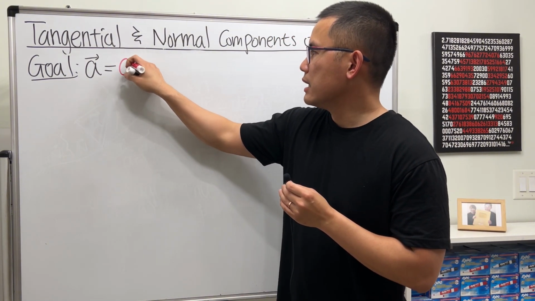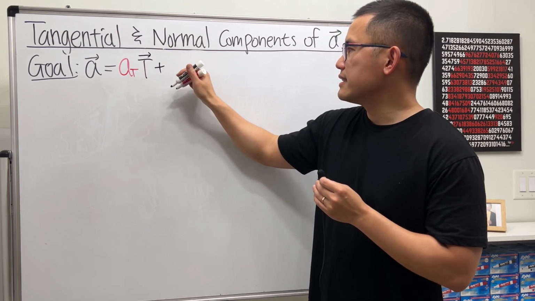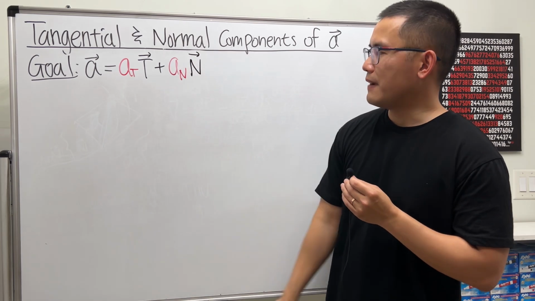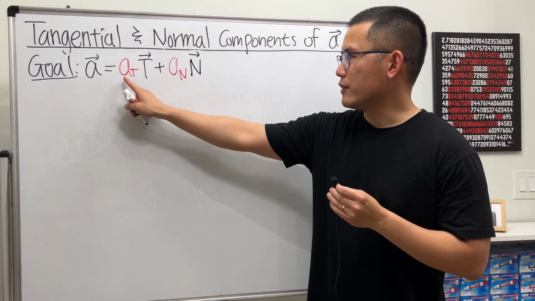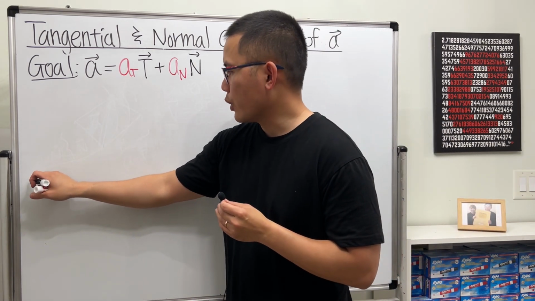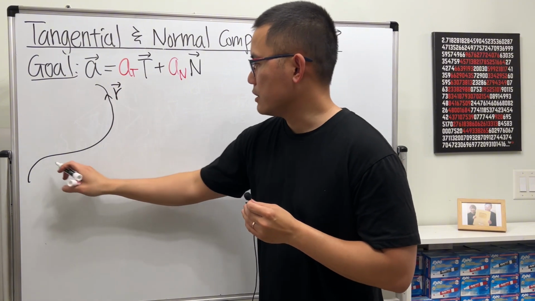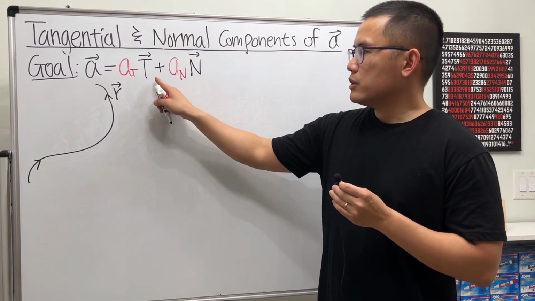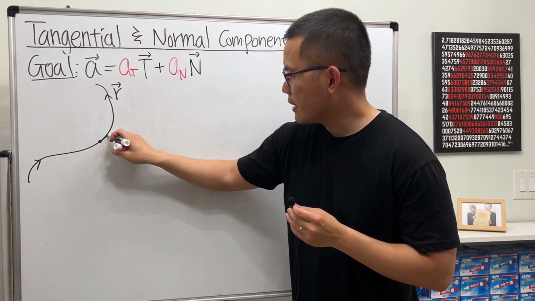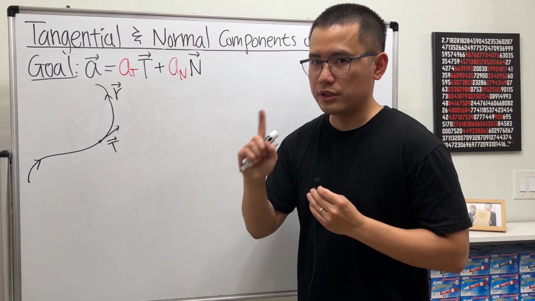The first part is some number A_T times the unit tangent vector, and the second part is some number A_N times the unit normal vector. We're going to figure out a formula for this and also for that. And first, let me just give you guys a quick picture. Let's say here is our position, r. So for T, let's say we have the unit tangent vector right here. And because it's a unit vector, the length of this is just equal to 1.